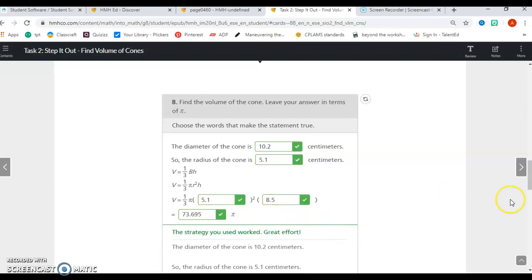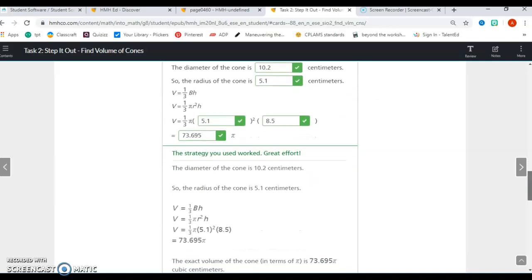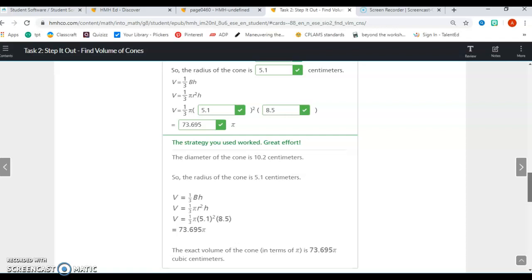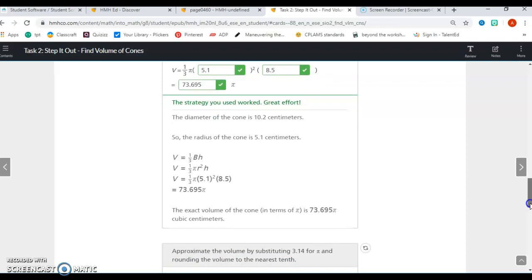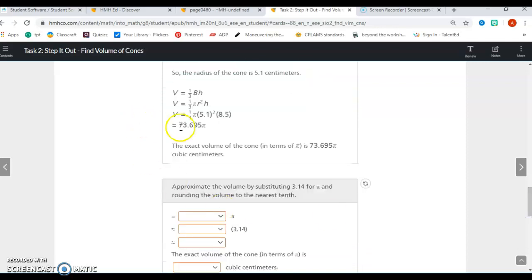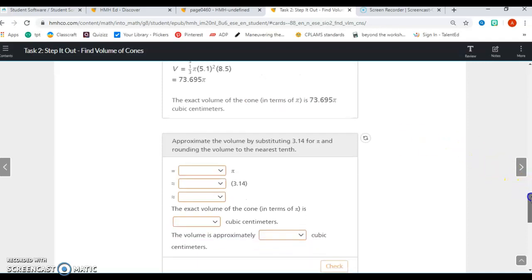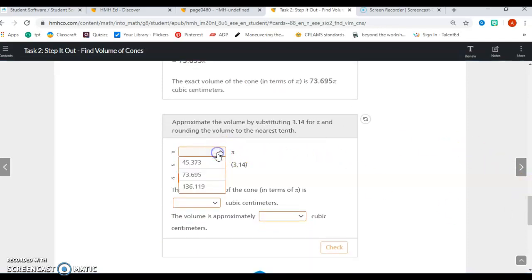Check. Much better. All right, diameter of the cone was 10.2. If we divide that in half, then we get 5.1 for the radius. Plug that into our formula, and we have 73.695 pi. And that would be the volume of the cone in terms of pi. But let's take it to the next step, and let's apply pi. So we know it is 73.695 times pi, and we're going to use 3.14 as pi.